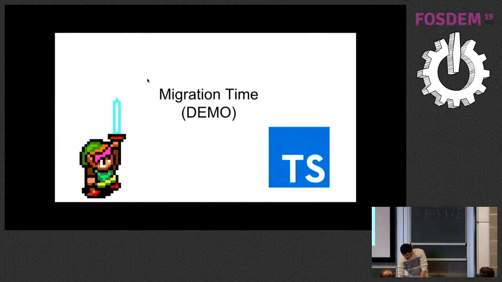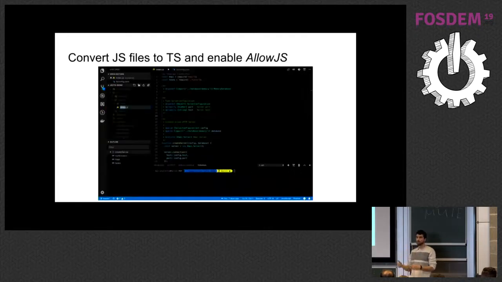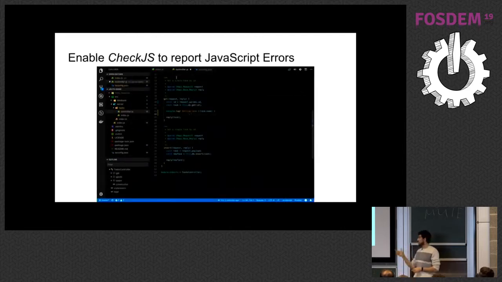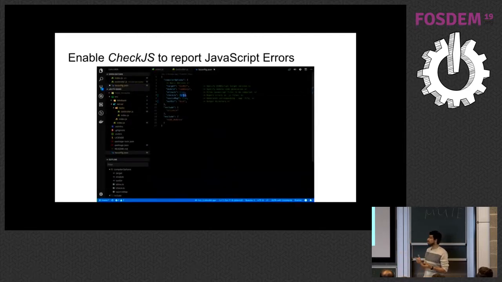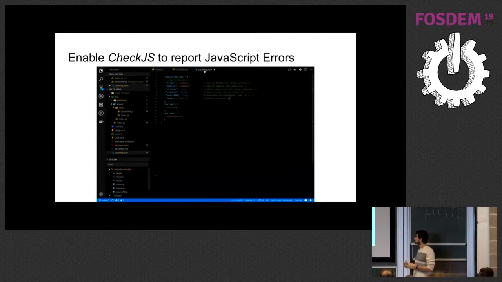Let's go back to the slides. So let's just recap. Convert JavaScript files to TypeScript and enable allowJs to also compile the JavaScript code. Optionally, we can enable this option, checkJs. It's very useful. And take advantage of the JSDocs and declarations to also report errors in our JavaScript code. This allows us to use TypeScript, but not write TypeScript. We can just have a whole application written in JavaScript and have type checking if we enable this option and if we install the declarations. So we can write JavaScript with types.